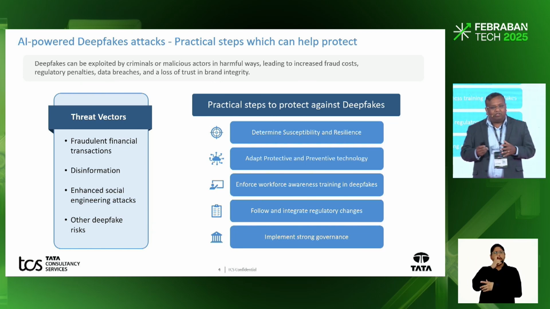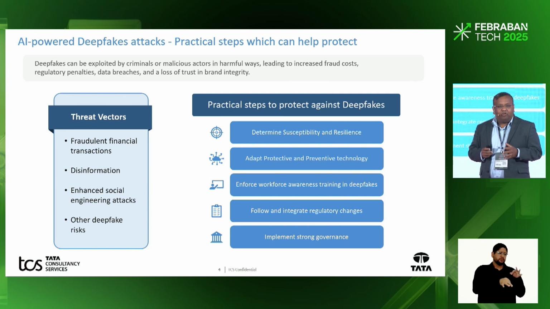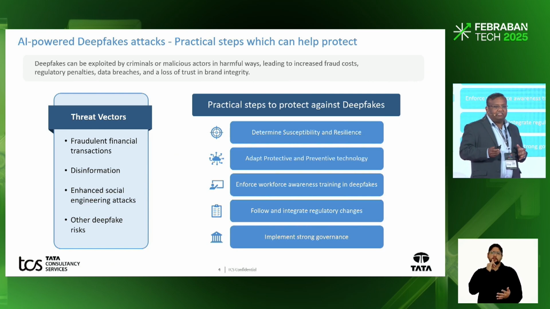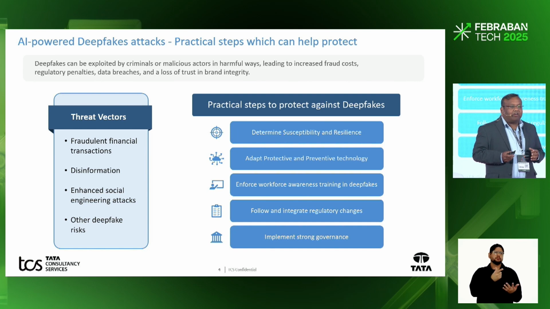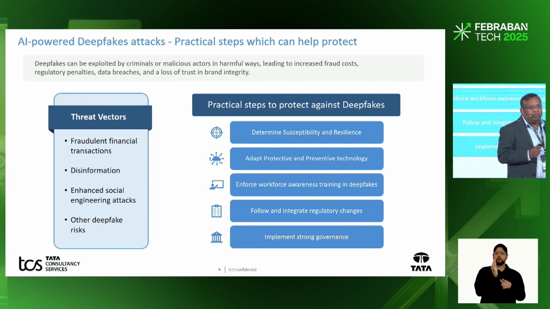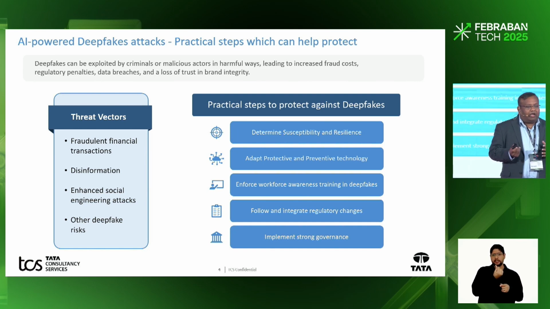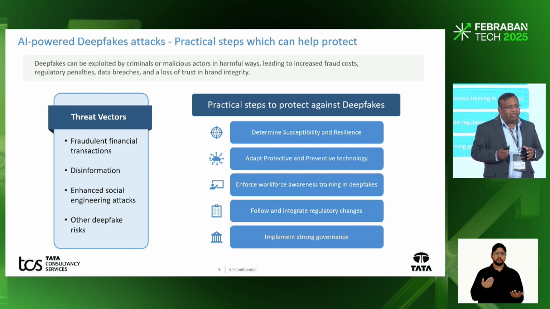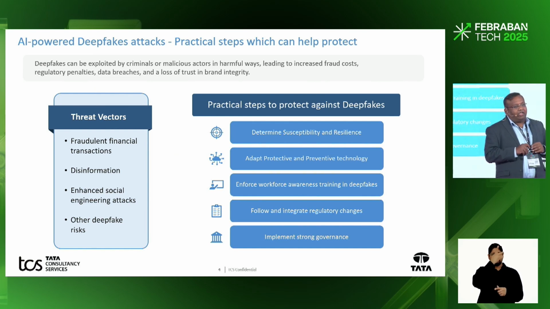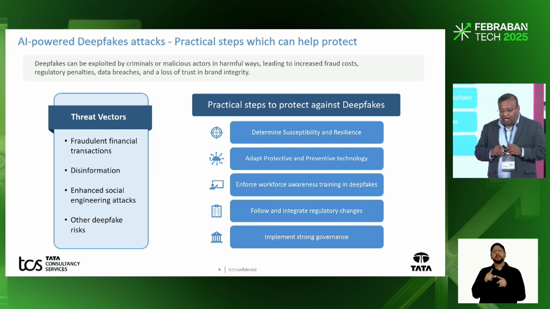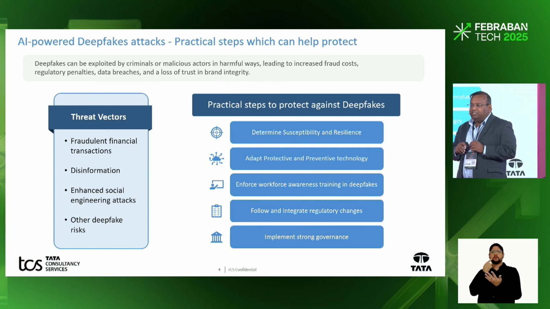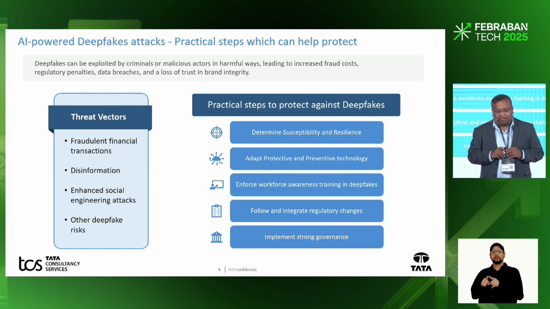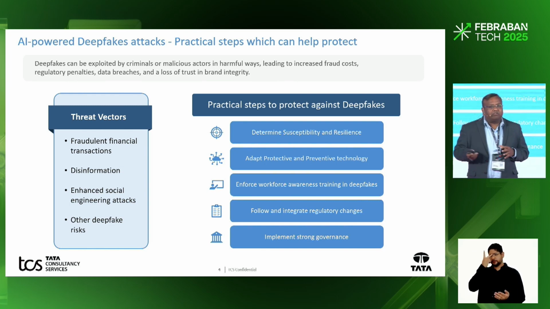What your threat vector is has to be understood. If you look at the threat vectors, fraudulent financial transactions can be one area where the banks are trying to prevent that, right? And then disinformation on the brands is a very important aspect that you have to look at. And the enhanced social engineering attacks that can be prevalent have to be looked at very effectively. How do you prevent yourself?